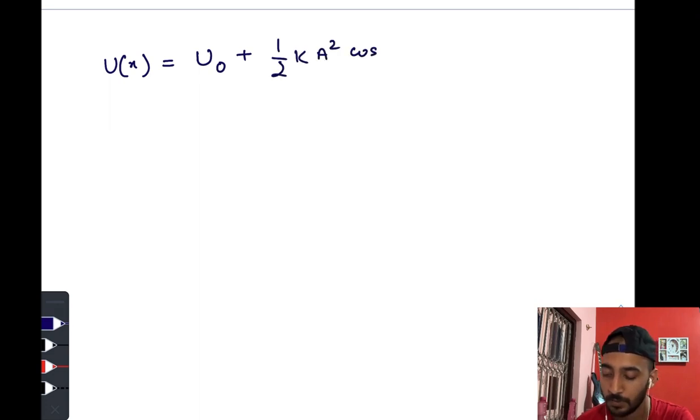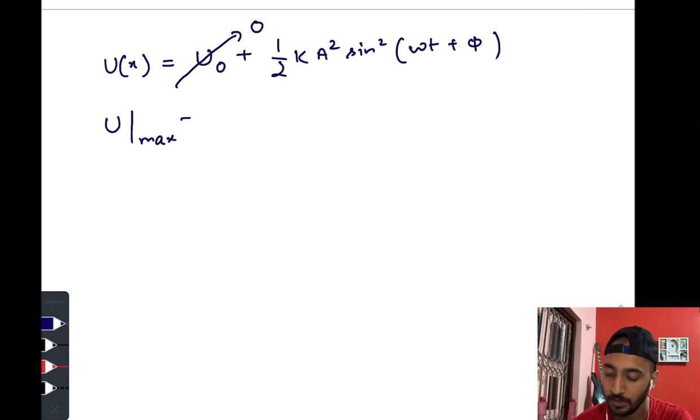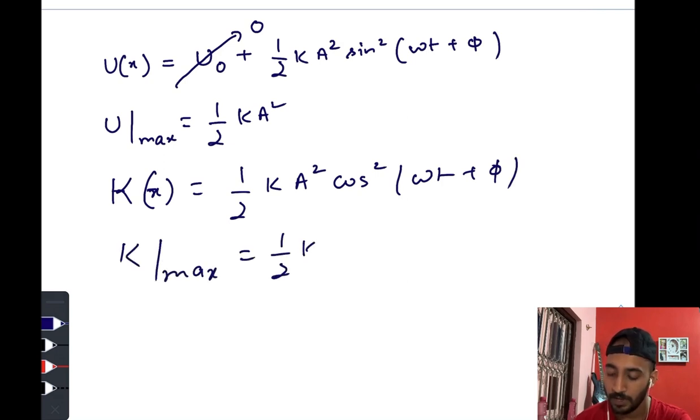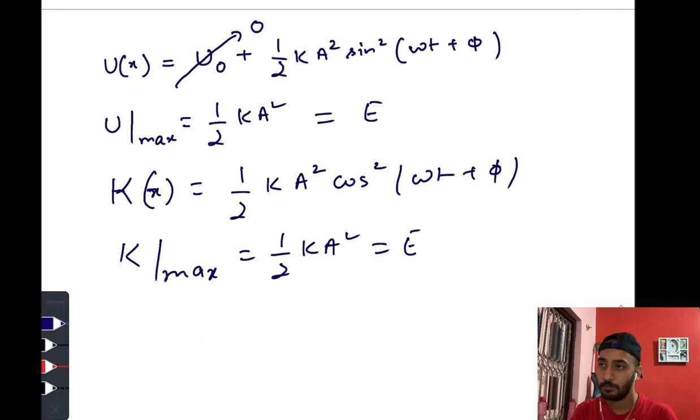So again, if you recap the whole thing, the potential energy is u naught plus half k a square sine square(omega t plus phi), considering u naught as 0. So the maximum potential energy is nothing but half k a square, because the maximum value of sine square(omega t plus phi) is 1. Similarly, for kinetic energy as a function of time, it is half k a square cos square(omega t plus phi). So the maximum value of kinetic energy is also half k a square, which is equal to the total energy. So basically the total energy remains fixed, and it is getting distributed between potential and kinetic.